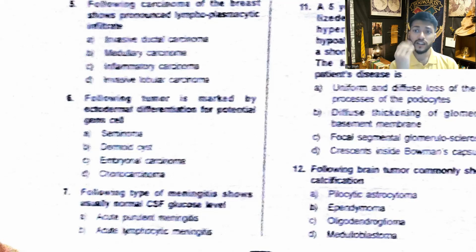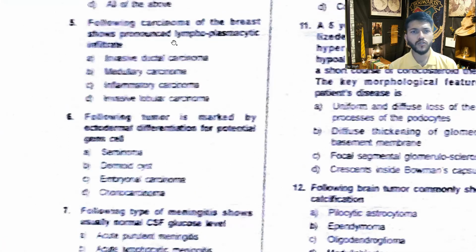Remember, meningitis was asked as an LEQ during our time. Again, after 5 years, it may get repeated. So study it well. Following tumor is marked by ectodermal differentiation. Ectodermal differentiation has to be ectoderm, meaning embryonal carcinoma, right?